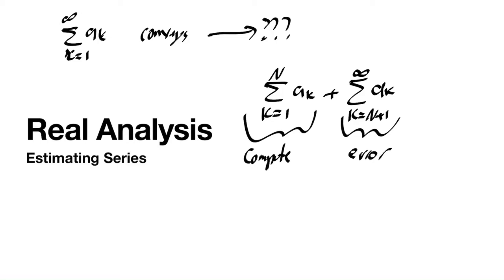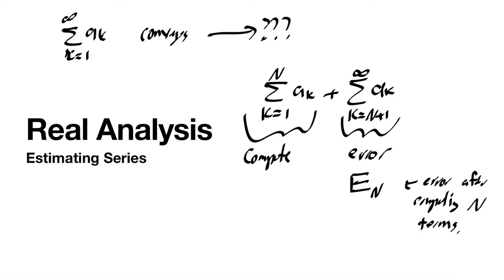And the book didn't say anything about the error, but I kind of like giving this a name. So let's call this E_N. And notice we'll start at N plus 1 because this is E_N, so this is the error after computing capital N terms. Okay, and so our real goal is to estimate this error.